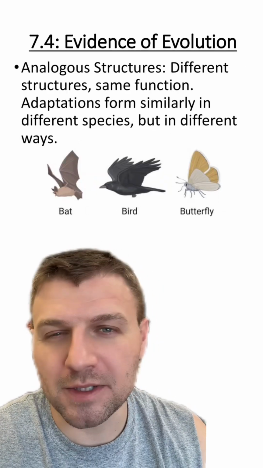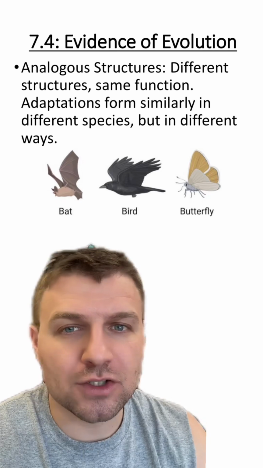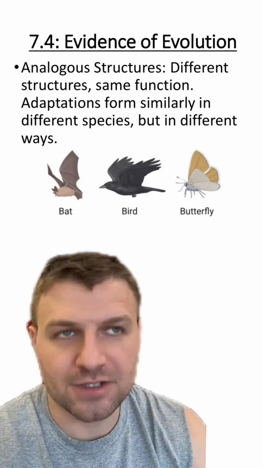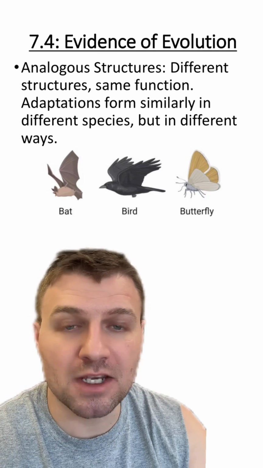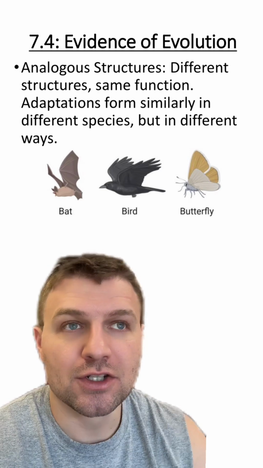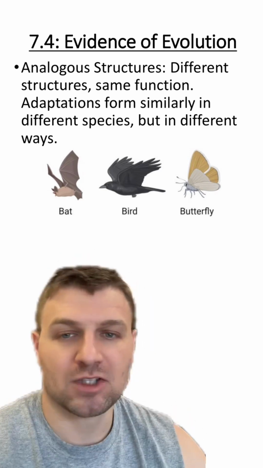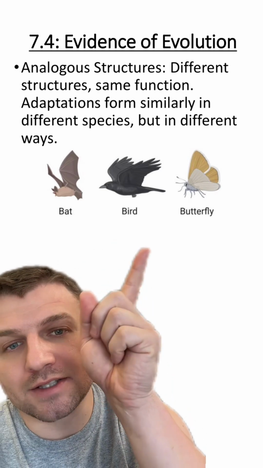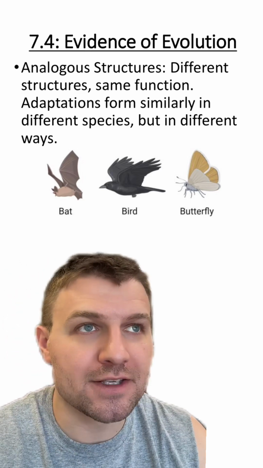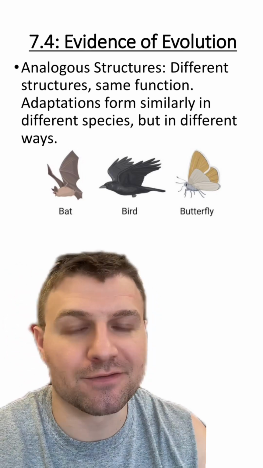Analogous structures are a little bit different. I like to say different structure, but same function. This shows that adaptations evolve similarly in different species to suit the needs of an environment. To give you an example, bat wings, bird wings, and butterfly wings all have the same purpose. They help the organism fly.